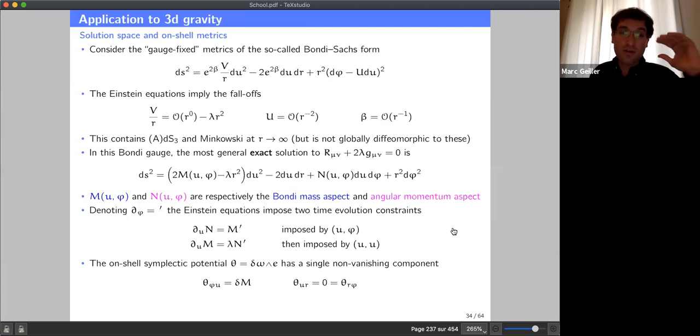In fact, you should not evaluate the symplectic potential on shell, because as you see here, if you evaluate the symplectic potential on shell, it completely trivializes. It's a total variation. So when you compute the symplectic current, which is the variation of the potential, you get delta squared of m, which is identically 0.